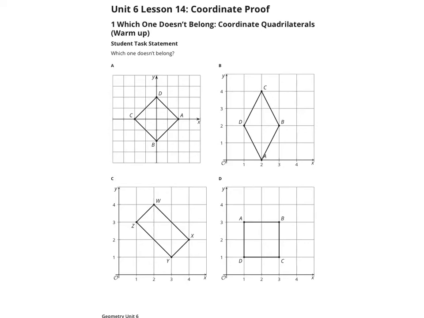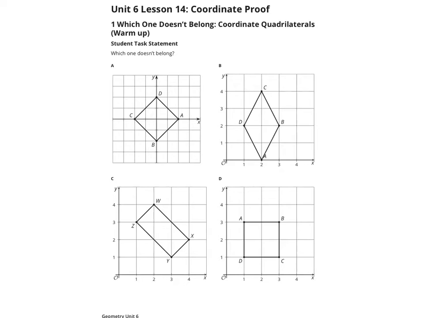Right, lesson 14, geometry. We're still in unit 6, coordinate geometry. Coordinate proofs. I hope that doesn't make you nervous. Proofs in coordinate geometry aren't quite as difficult. You don't have to write a lot of statements and such. So let's start out with which one doesn't belong, all right? And just tell me why. Why do you think which one doesn't belong?